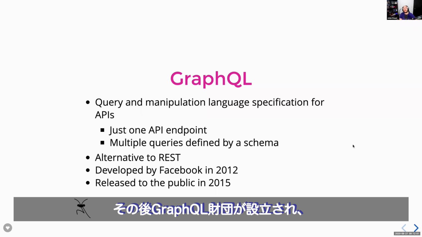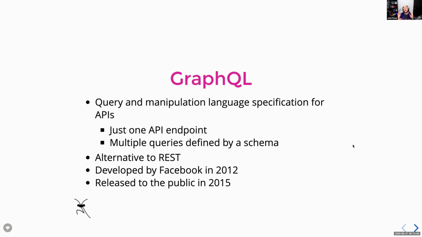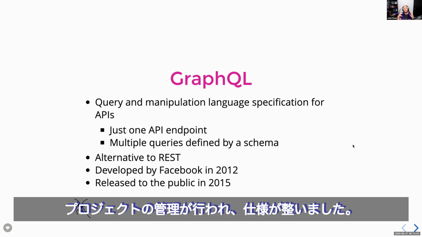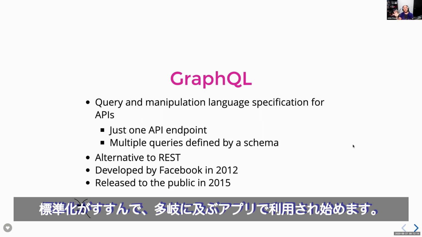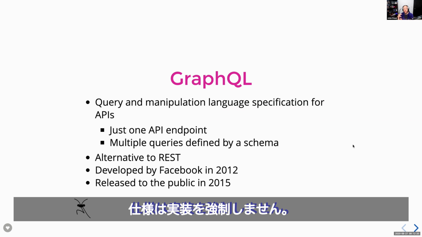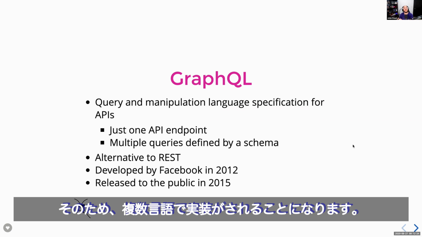Currently, there is a GraphQL Foundation, an open source foundation that manages and has all the governance of the project. This project is just a specification, so it is already a standard maintained by a foundation. And in the specification, they don't impose the implementation, so you can find implementations in multiple languages.